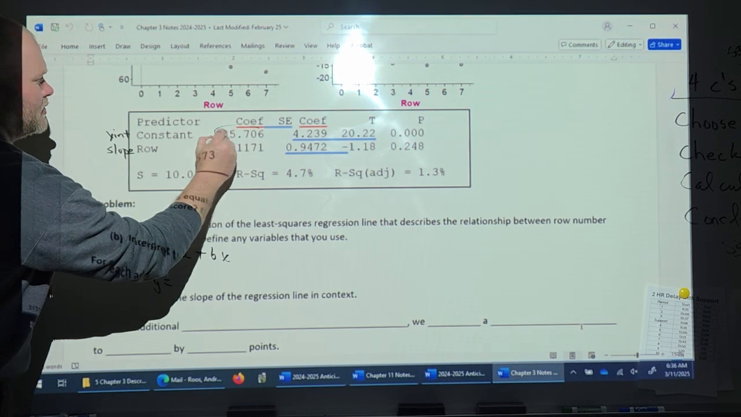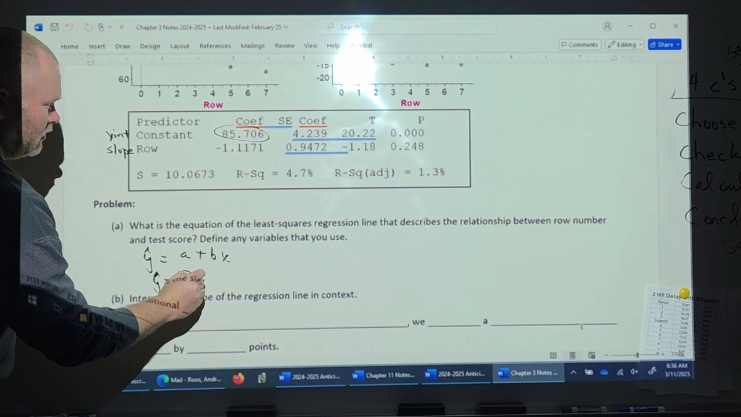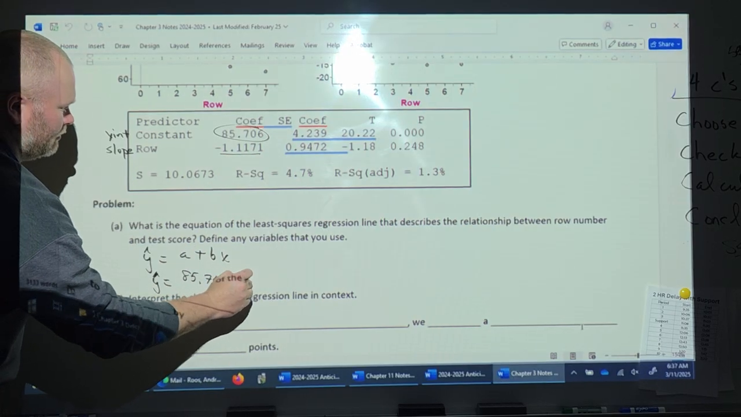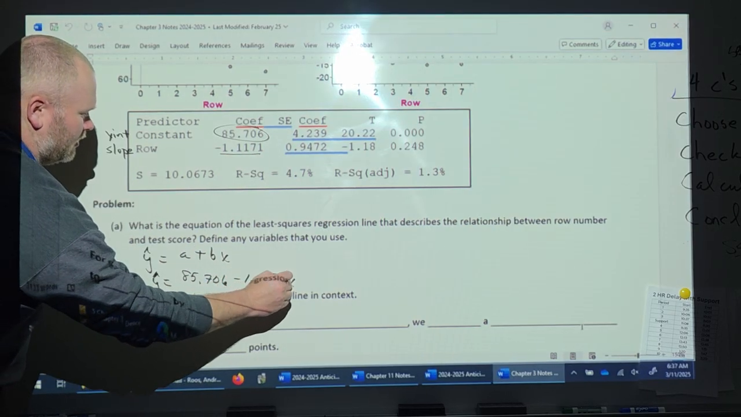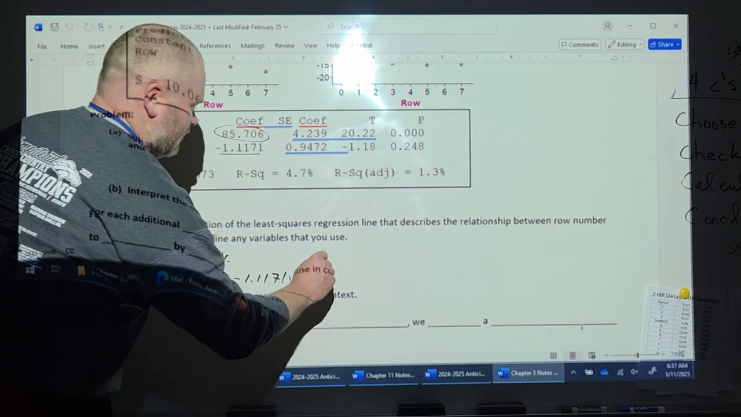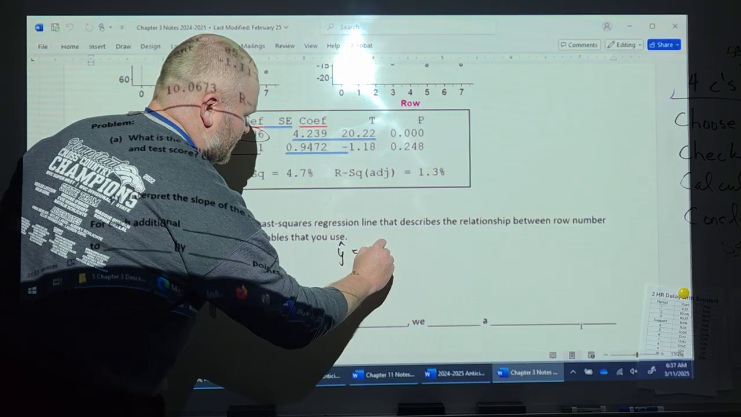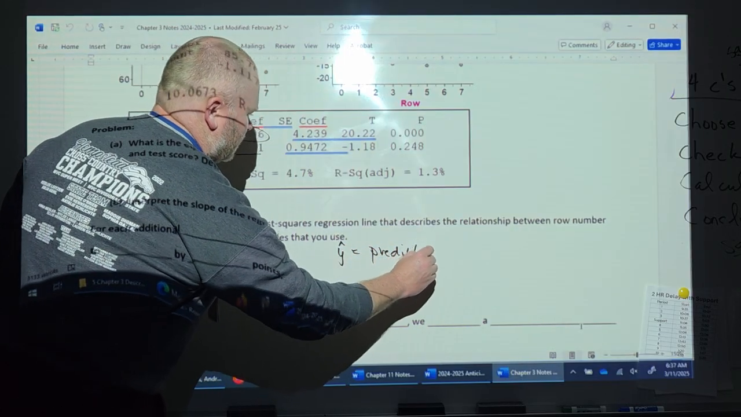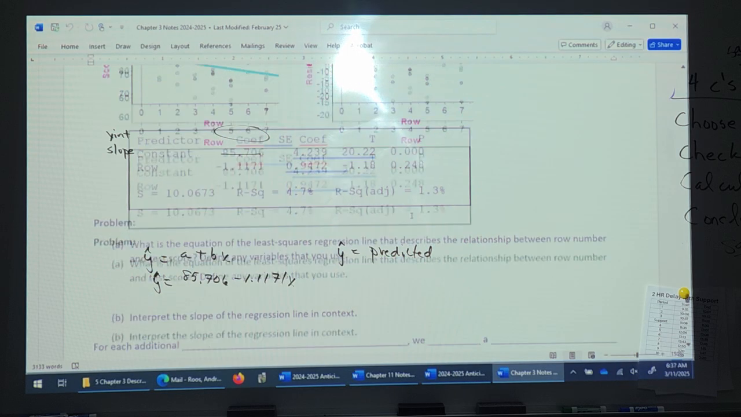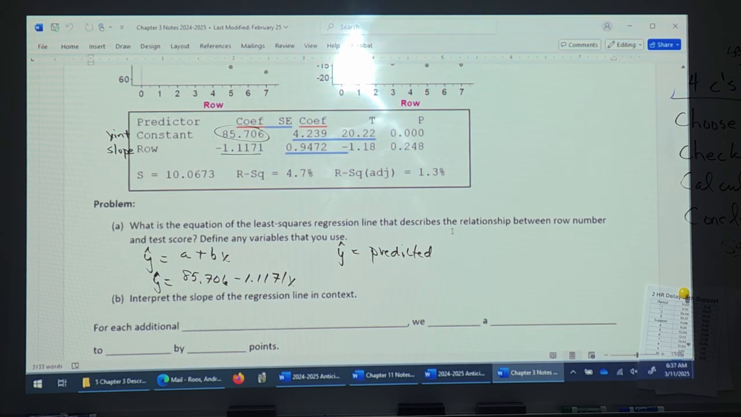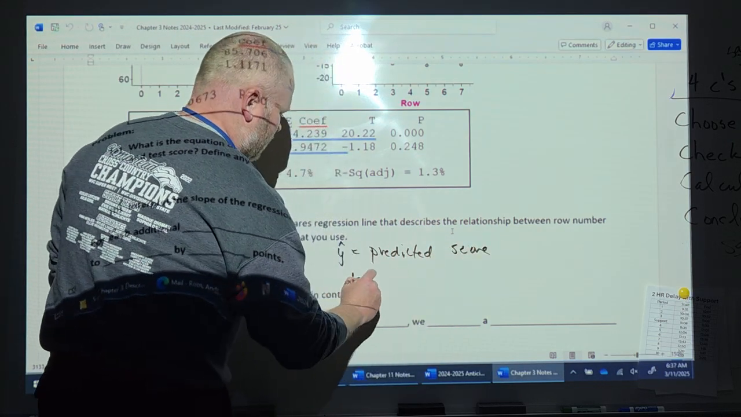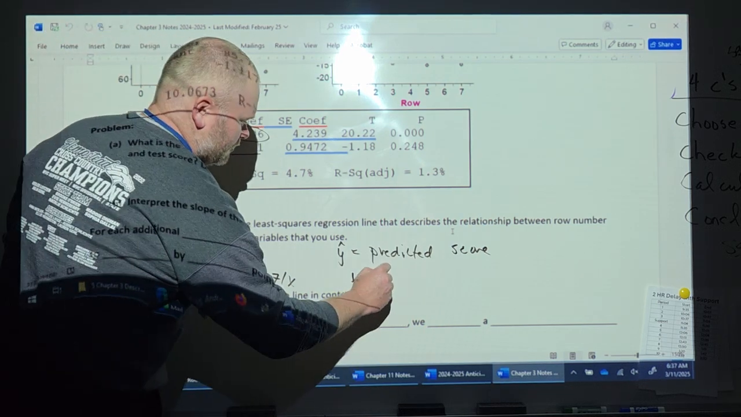So in terms of an equation, y hat equals a plus bx, the a would be the y-intercept. So y-intercept coefficient, 85.706. And then the slope, which was a negative slope, so negative 1.1171x. Then defining any variables that we use, y hat would represent the predicted y, which in this case, the y-axis was score. So this would be predicted score. And then the x is representing the row.